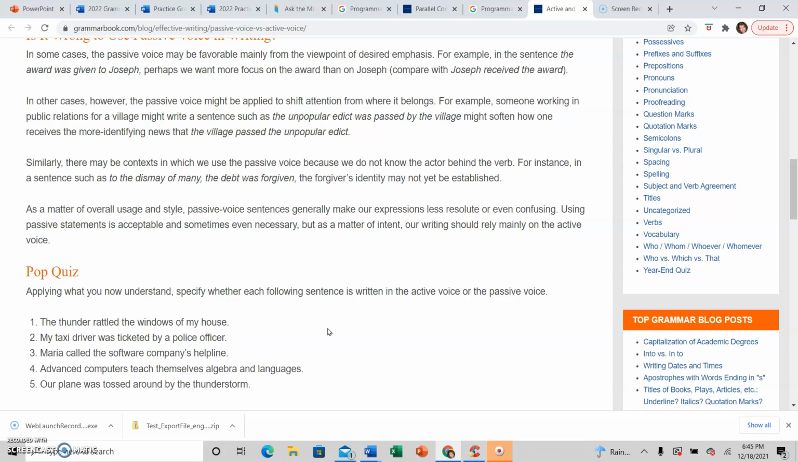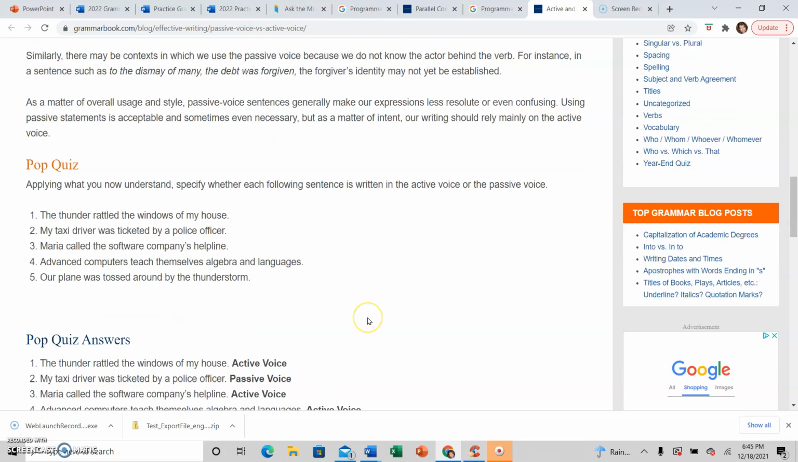So make sure that whatever is doing the action comes before the verb, not what is having the action done to it. Okay? If what's having the action done to or for it, or him or her, that would be passive voice. If, for example, driver comes before ticketed, driver is a noun, but driver is not ticketing himself or herself. Okay, so be careful of those little things.